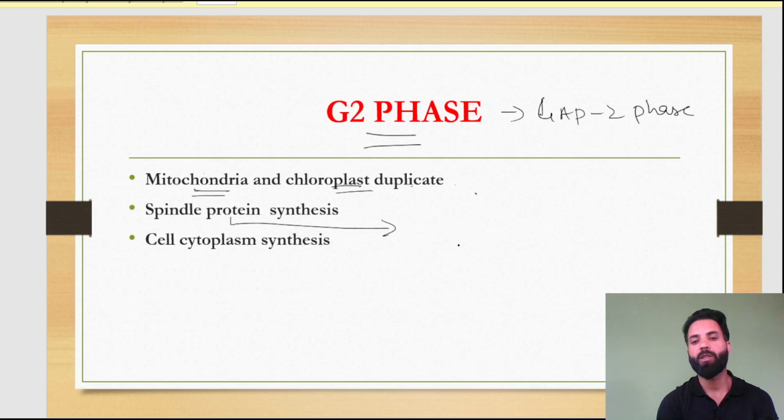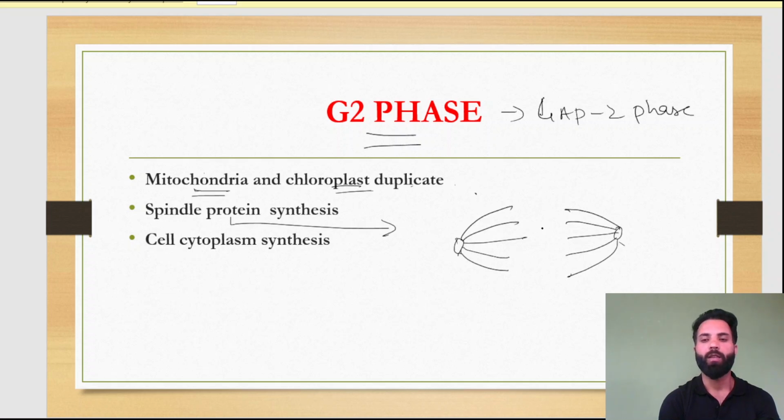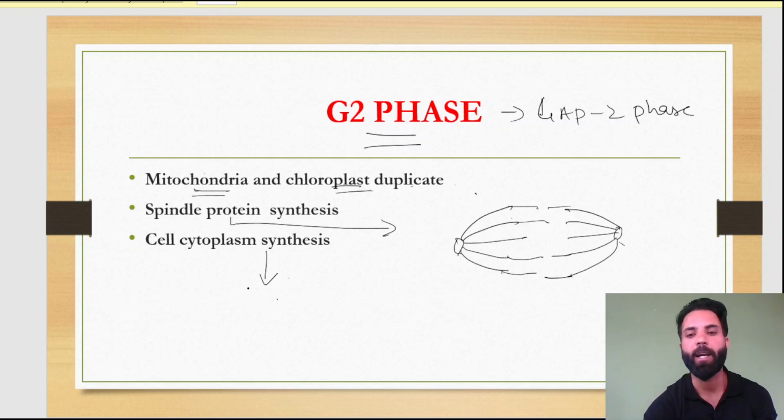Now what are spindle proteins? These are those proteins which form the spindle apparatus of the cell cycle. This is called the spindle apparatus. This spindle is formed by the spindle proteins. This is a very important structure in the cell cycle. These spindles help in the separation of the chromosomes. Then there is cytoplasm synthesis, which also occurs in the G2 phase. So cytoplasm synthesis is a continuous process which is happening in the cell cycle.